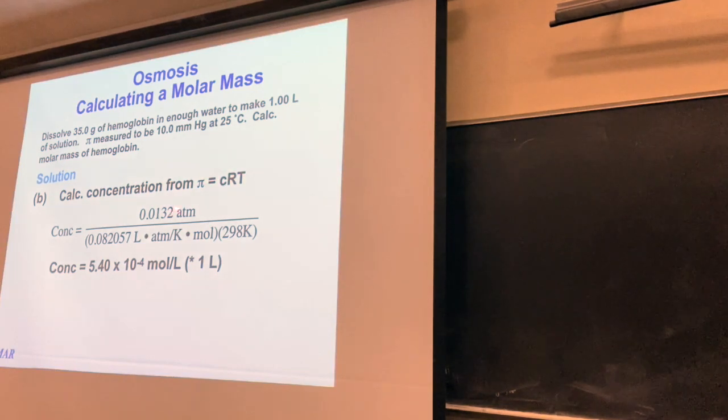We've got the pi from the previous slide. Here's our good R, this is the gas R, 0.082057. And 25 degrees Celsius in Kelvin is 298. So the concentration of hemoglobin in this solution is 5.40 times 10 to the minus 4th moles per liter. So we're assuming that i is 1.